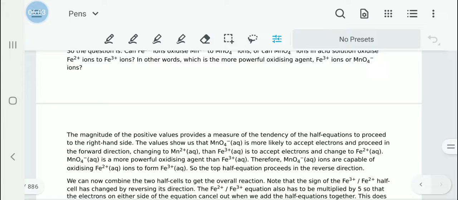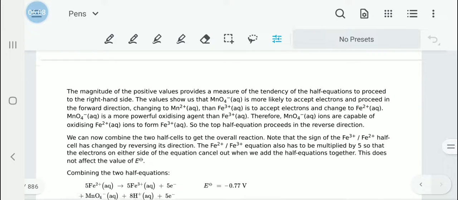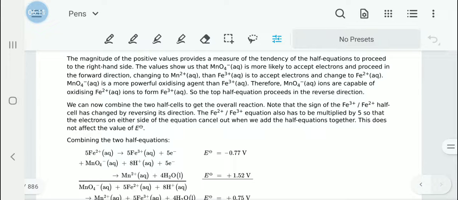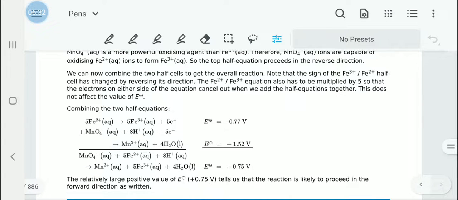That means that the first equation can be reversed by the second equation. Now if you combine these two reactions together, then you have two half cells. The Fe3+ and Fe2+ half cell has changed direction, because Fe2+ is going to become Fe3+. Because the Fe3+ and Fe2+ equation has only one electron, we have to multiply that by 5 to balance out the electrons, because the half equations need to balance out the electrons.